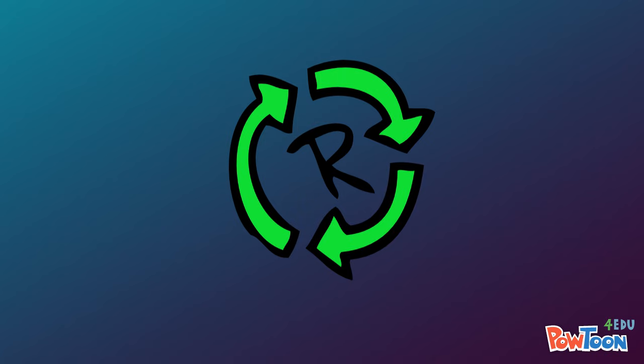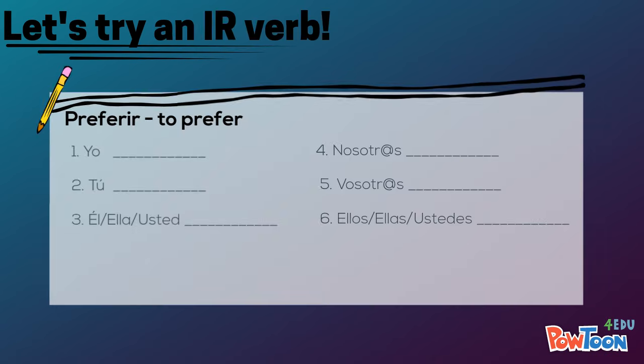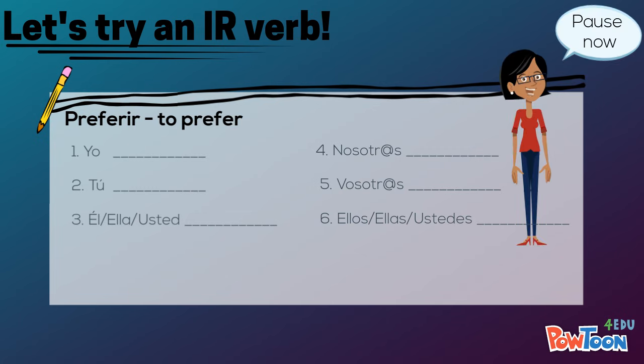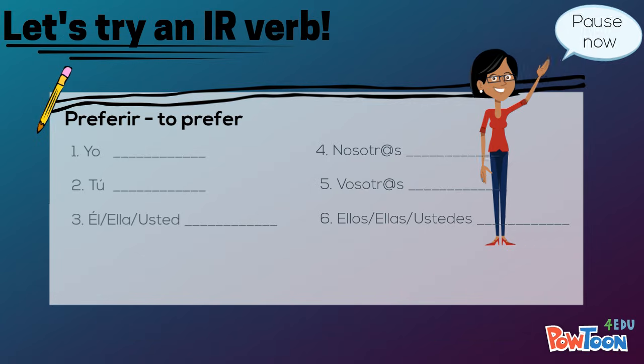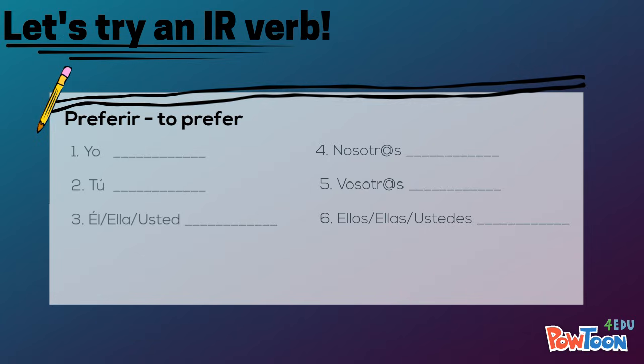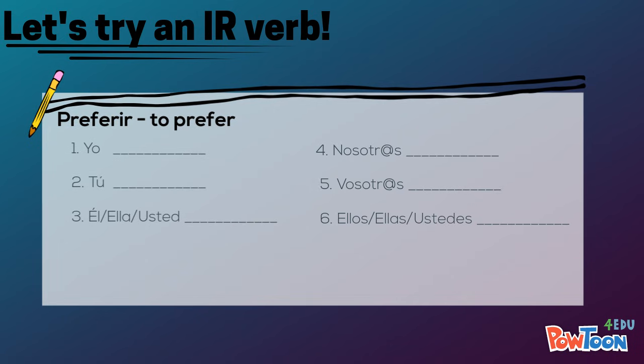If you're ready to move on, we are going to look at the verb preferir, an IR verb, which means to prefer. Pause here if you would like to try and conjugate on your own, and remember the steps. Okay, did you get yo prefiero, I prefer. Tú prefieres, you prefer. Él, ella, usted prefiere, he, she, it, or you formal prefers.